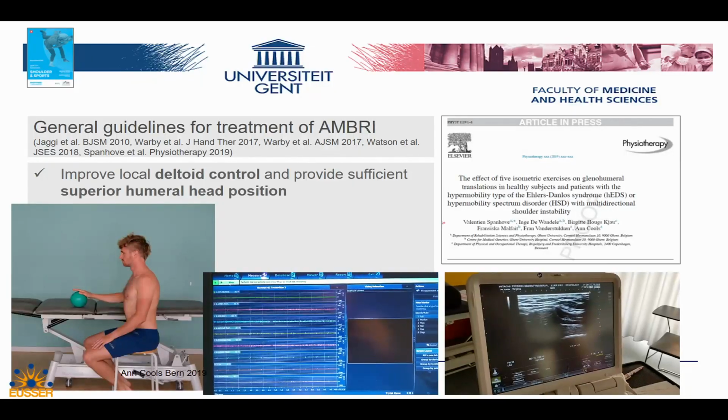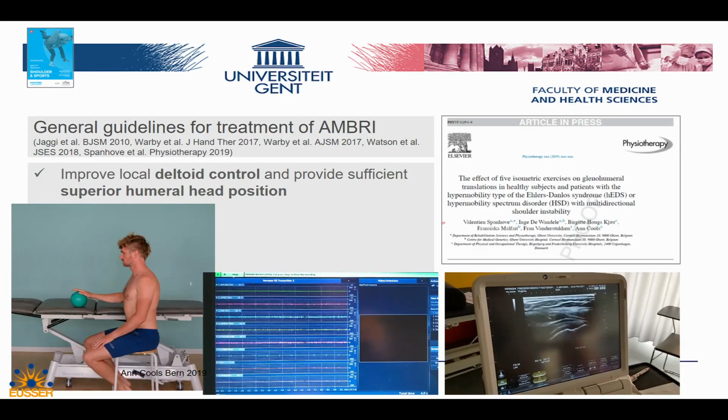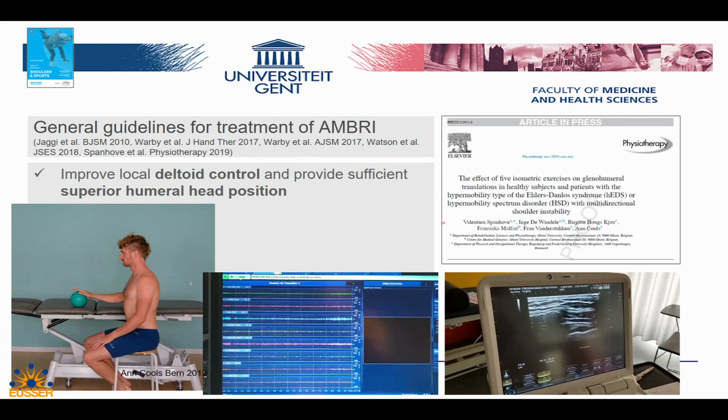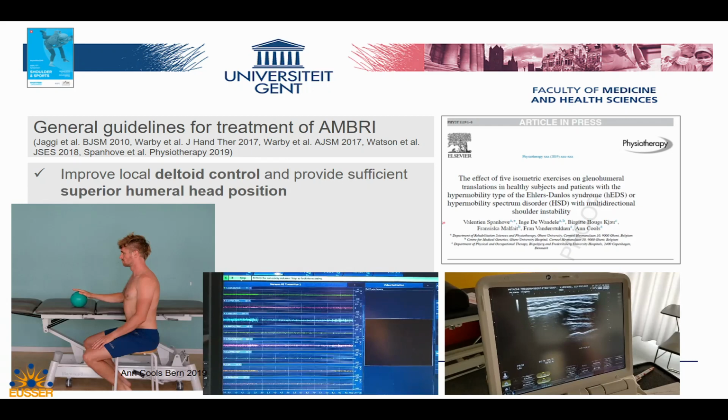With respect to the local deltoid control, I need no noise on this one, please. No noise. Thank you. Because this is really live research, right?